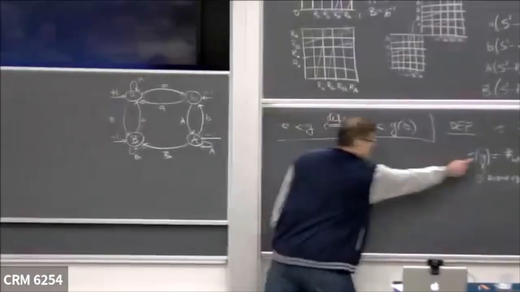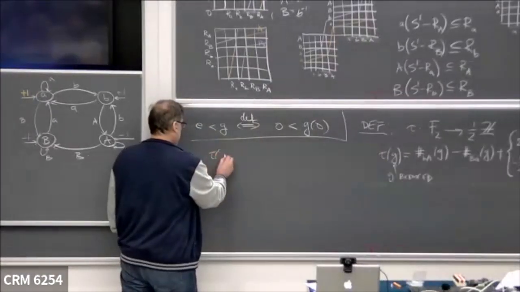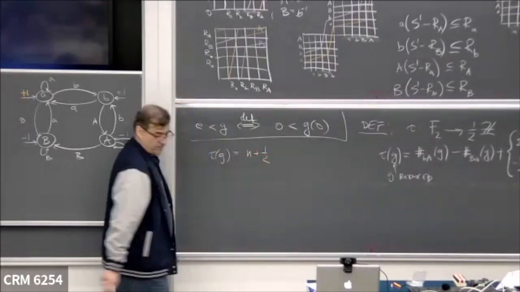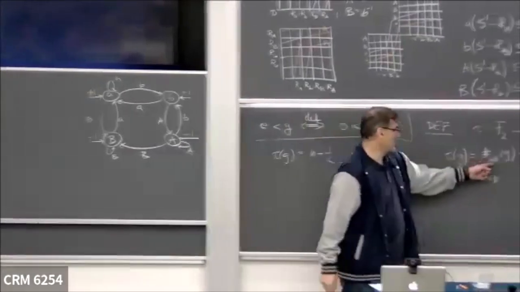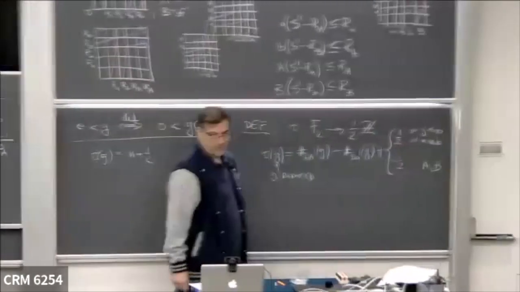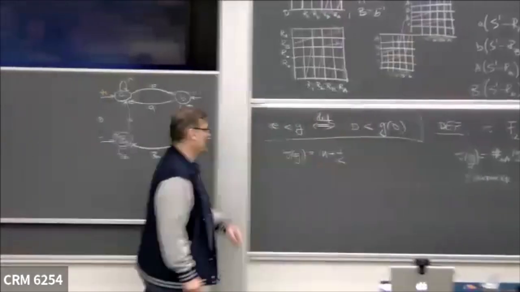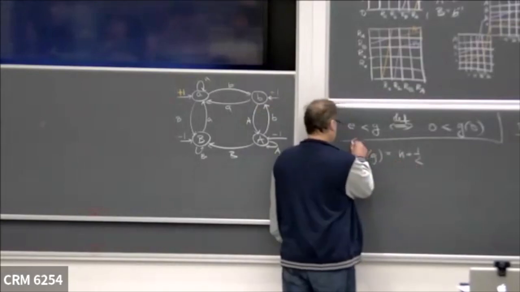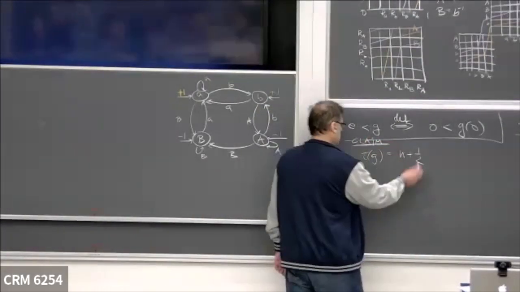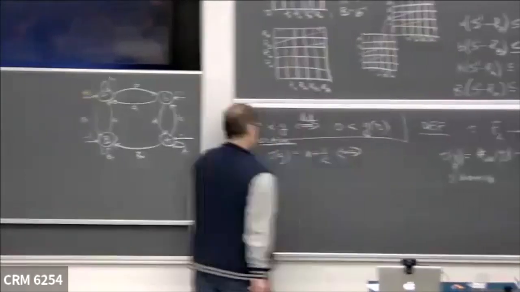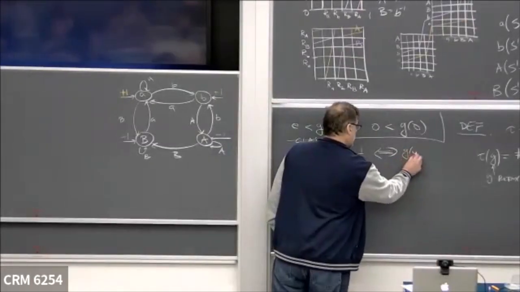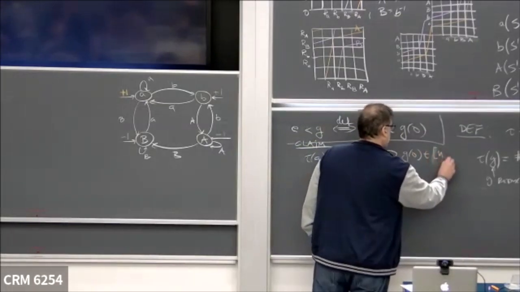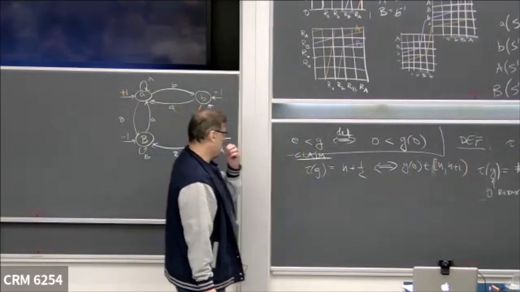So the value of this element will always be something like n plus 1/2, where n is an integer, and eventually I'll have plus or minus 1/2. So the value will always look like this. But the claim that I'm trying to make is that this happens if and only if g of 0 belongs to the interval n to n plus 1. Why is this?